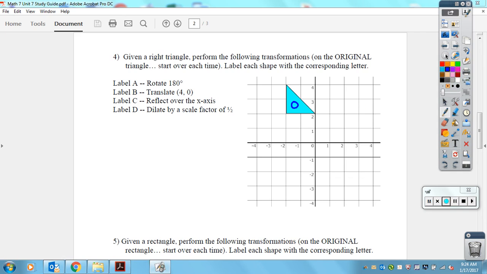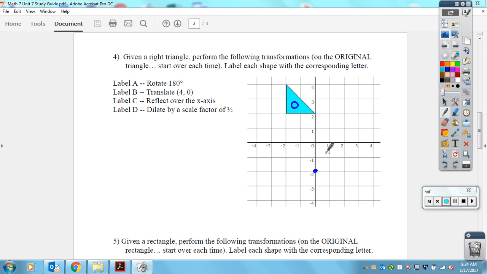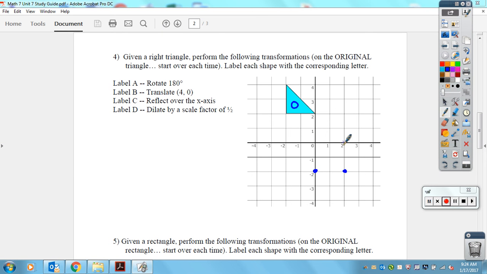So 0, negative 2, 0, negative 2, 2, negative 2, 2, negative 2, and 2, negative 4. 2, down 4. This is my shape that I just made. This is A.